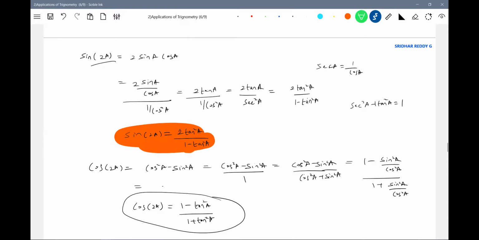Sir, what is the use of this in physics? Maybe not very useful, like other trigonometric identities.